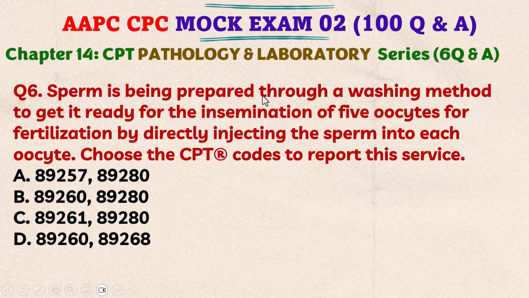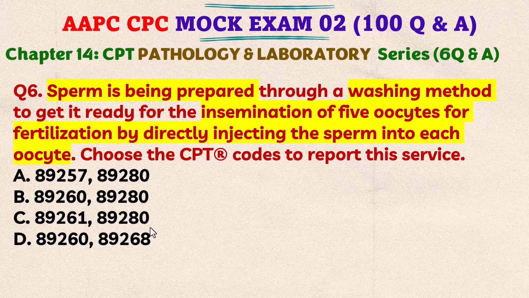Sperm is being prepared through a washing method to get it ready for the insemination of 5 oocytes for fertilization by directly injecting the sperm into each oocyte. Choose the CPT codes to report this service. So there are 4 answers available. Take your CPT code book and find the answer.